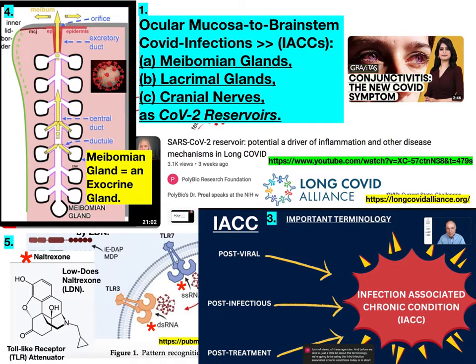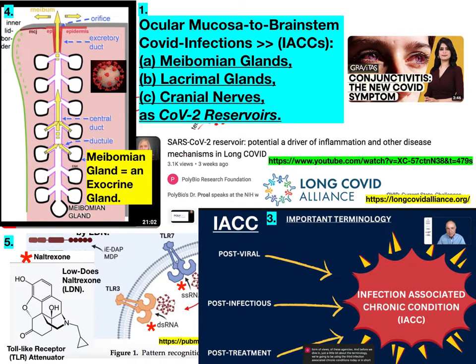Connecting these issues to specific tissue compartments like the meibomian gland, which is an exocrine gland. How COVID-2 or other viruses like herpes viruses impact these glands. How workplace activities such as wearing a mask, an improperly fitted mask, producing dry eye disease in healthcare workers, making their eyes more susceptible to infections.